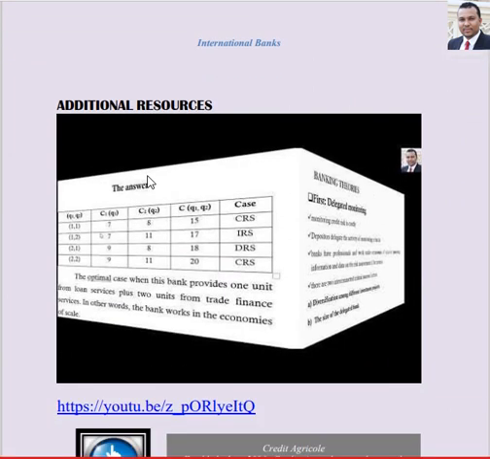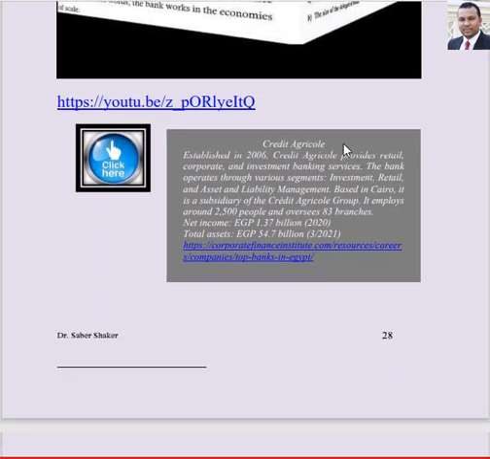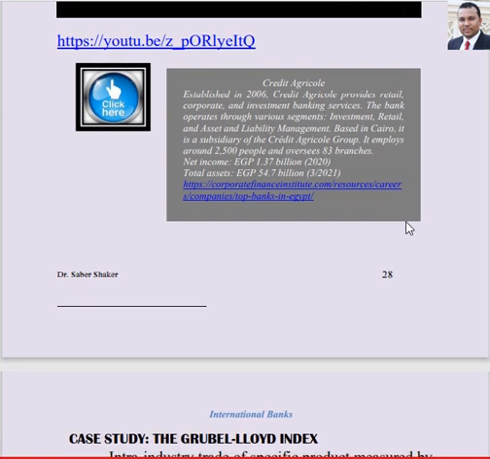Okay, this is the first chapter, and in our textbook there is the following information about Crédit Agricole Bank. After you finish this chapter, this is Crédit Agricole Bank. Crédit Agricole Bank was established in the year 2006. Crédit Agricole provides retail, corporate, and investment banking. When we talk about the Egyptian branch, the bank operates various segments: investment, retail, assets. And what about the net income? Net income for Crédit Agricole Bank equals 1.3 billion, and total assets equal 54.7 billion Egyptian pounds.